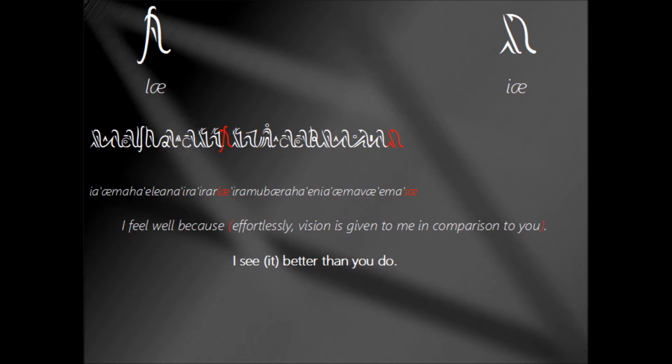And this is how we create a structure where an entire sentence, our initial sentence, is subordinate to the sentence on the left. Ha Eliana ira ya aima irar lai iram ubaira ha enya aima vai ema yai. I'm glad that I see it better than you do.